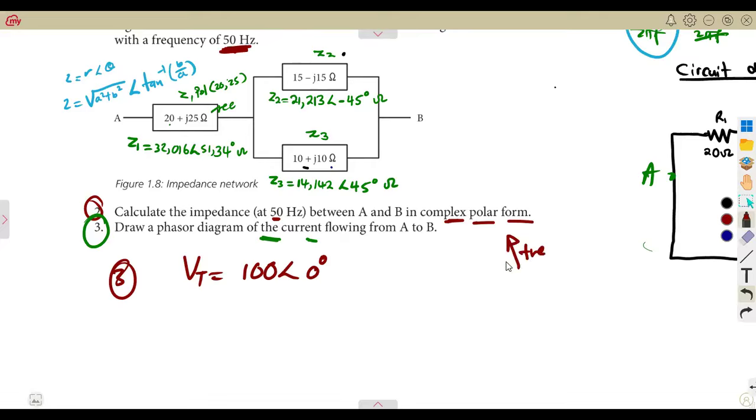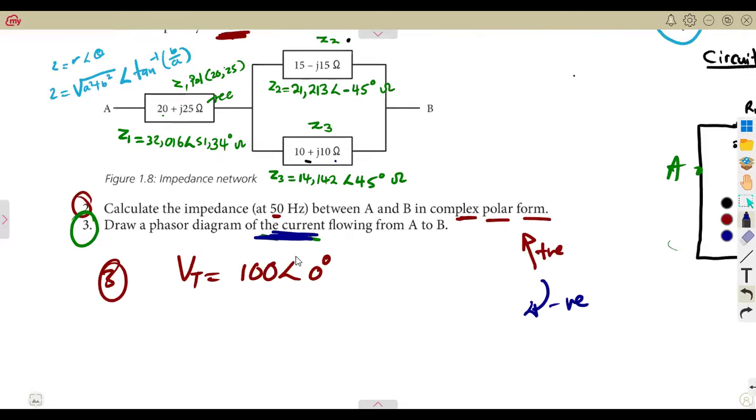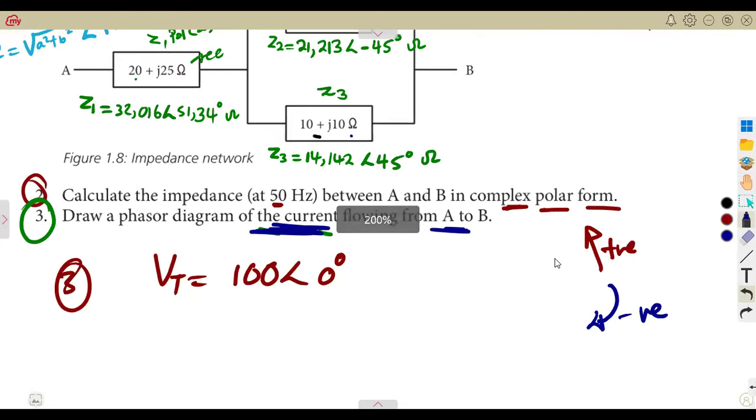Anti-clockwise, that is where those angles will be given as positive. And in the clockwise, that is where you indicate the negative angle. So we need the total current, because it's of what? The current from A to B, that is the total current. So what is going to be our total current? Total voltage over the total impedance.